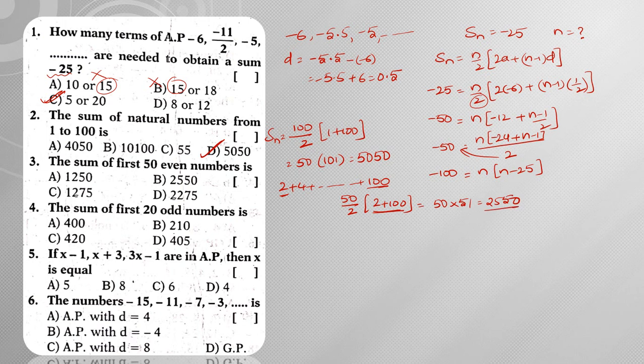So 2550 will be my answer, right? So 2550. Next, sum of first 20 odd natural numbers. So odd numbers, the sum of first 20 odd numbers. That means 1 plus 3 plus... Then what is the 20th odd number? So 20th odd number is nothing but 19.